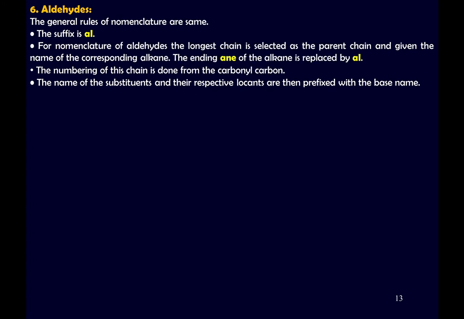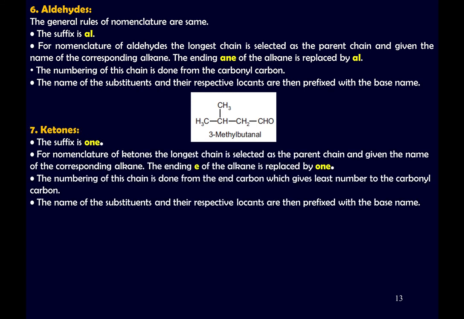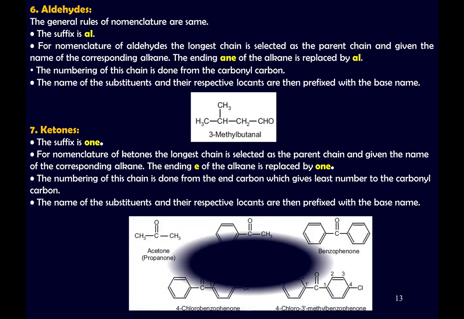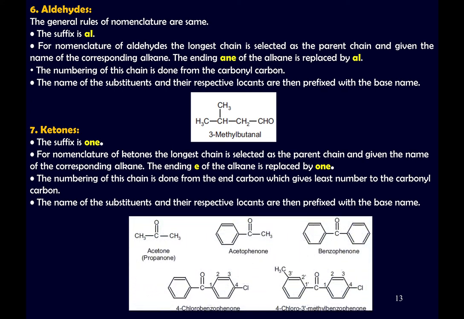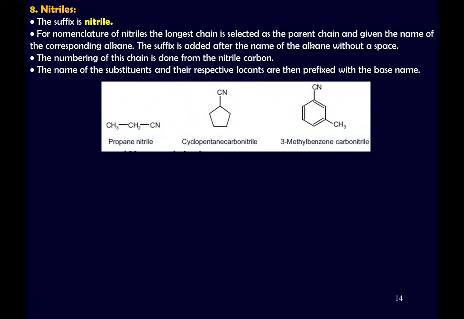In case of aldehydes, the suffix is al, so e becomes al. 3-methylbutanal. In case of ketones, the suffix is one, so e becomes one. Acetone, acetophenone, benzophenone, 4-chlorobenzophenone. In case of nitriles, the suffix is nitrile, so the full alkane name and then nitrile. Propane nitrile, cyclopentane carbonitrile; either you call it nitrile or carbonitrile.